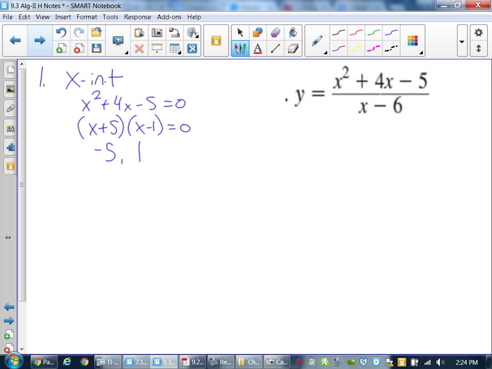Why does x-intercept matter? Vertical asymptote. Second step. The vertical asymptote is always located at a 0 of a denominator. What's the 0 of this denominator? There's your vertical asymptote.